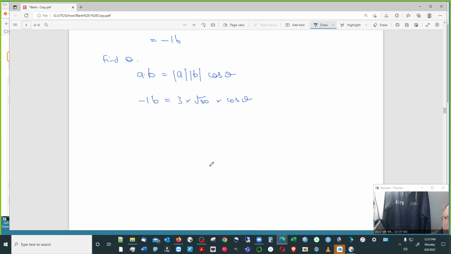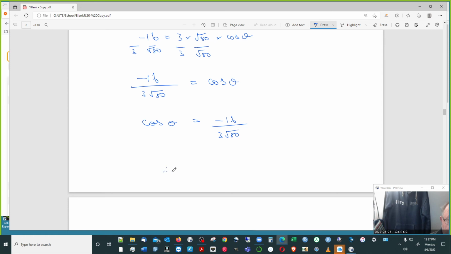Okay. So what we need to do is divide. How do we undo? So we get minus 16. What you do to one side, you do to the other. Divided by 3 root 80 equals cos theta, or if you like, cos theta is equal to minus 16 over 3 root 80, because I've just multiplied them together. So therefore theta is going to be cos to the minus 1 and whatever that comes out to.